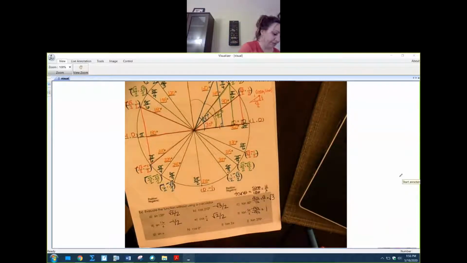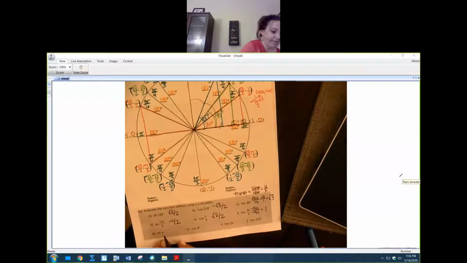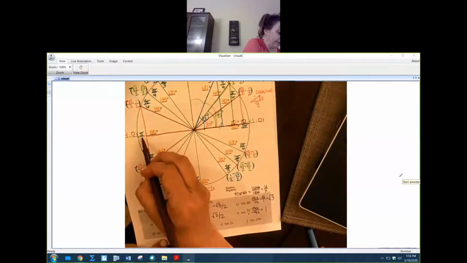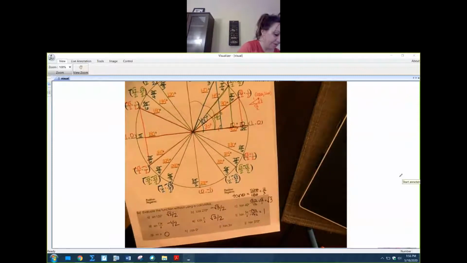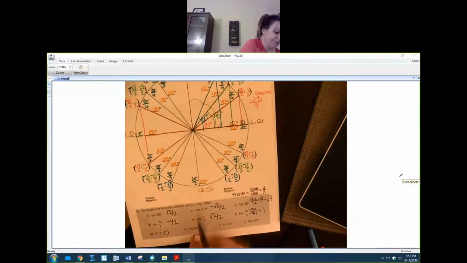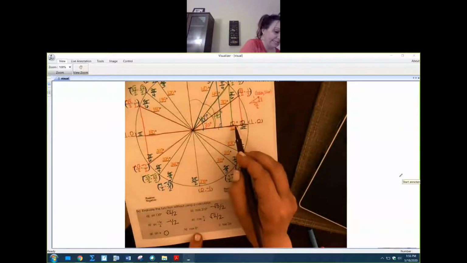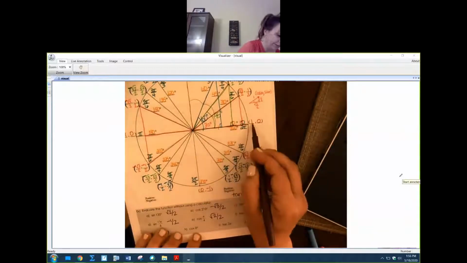Then we have some, I think these are the quadrantal angles. So the sine of pi, again, what we would do is we'd look at pi. Sine means we'd look at the y coordinate, so that would be 0. Cosine of 0 means that we'd look at 0. Cosine means we'd look at x, which means that would just be 1.